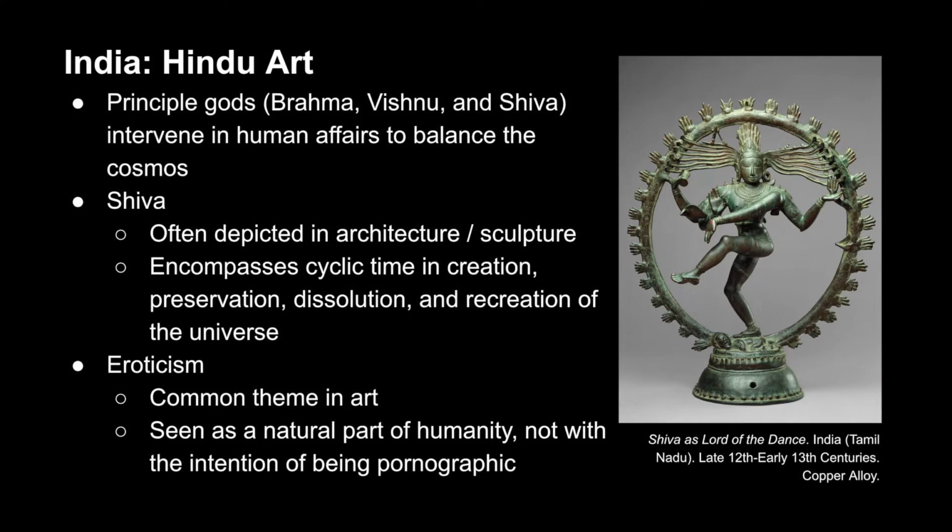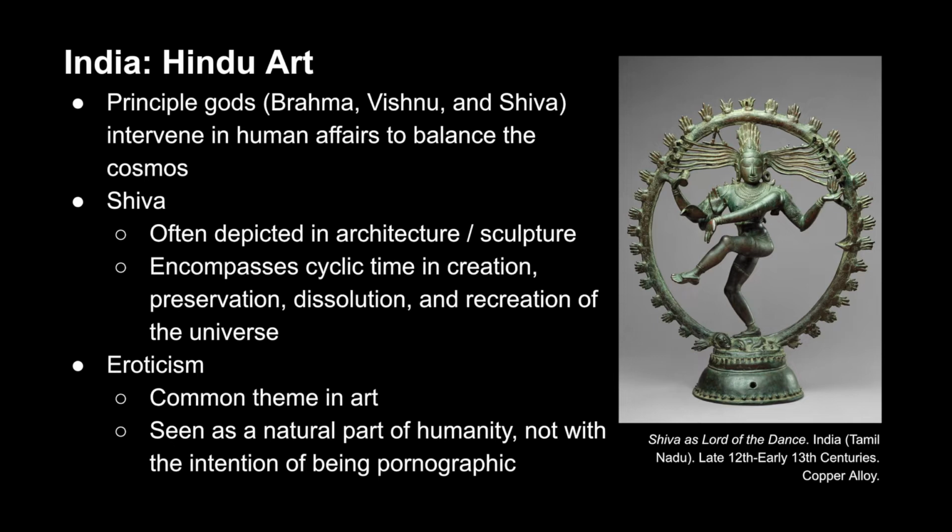Next in India, we see Hindu art, and in Hinduism, there were three principal gods, Brahma, Vishnu, and Shiva, who would actually intervene in human affairs to balance the cosmos. Shiva, who's actually depicted in this example, was often shown in architecture and sculpture. This is because Shiva encompasses the cyclical nature of time. Again, we're seeing a reverence for creation, destruction, recreation, all of those cycles that are throughout the universe.